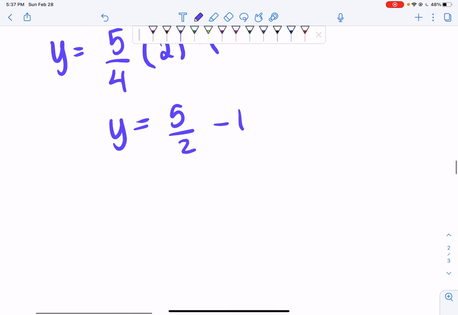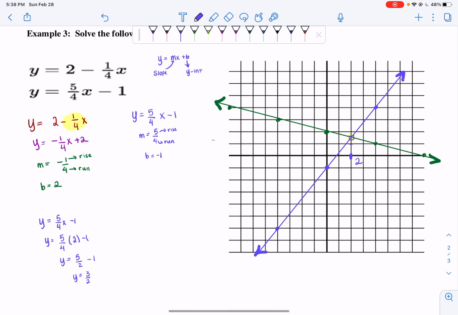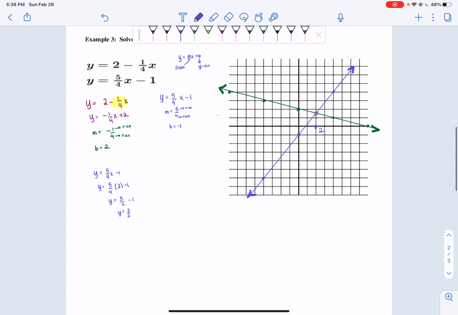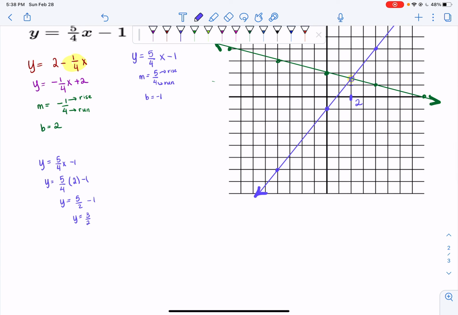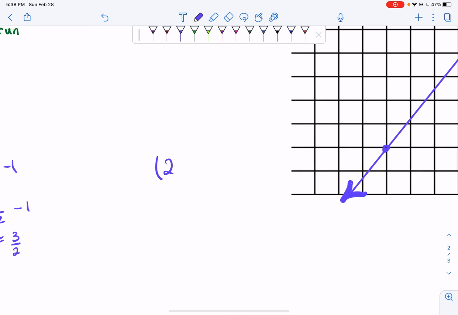I just type this into Desmos, and I get y equals 3 over 2. If you look, that actually makes a little sense, because I go up 1, and then I have my 1.5. So I can say that my solution to this systems of equations is 2 comma 3 over 2. Because remember, it always goes x comma y.